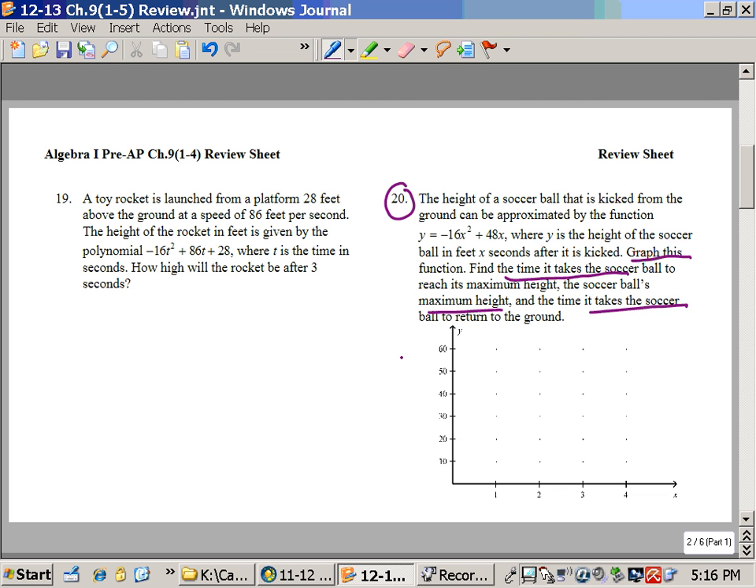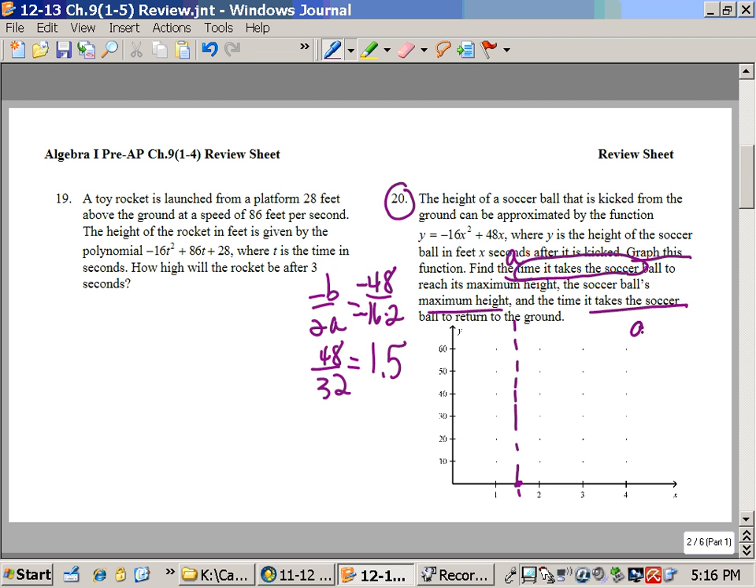All right, so I'm going to first do negative b over 2a to find the time of the maximum height. So that's going to be negative b, which is negative 48 over negative 16 times 2. So that gives me 48 over 32 reduced, or 1.5. So if I go over here to 1.5 and draw a dotted line, that is the time it takes for it to reach the maximum height. So the first thing I have done is found the time it takes to reach the maximum height. I'm going to call that A. So A is going to be 1.5 seconds.